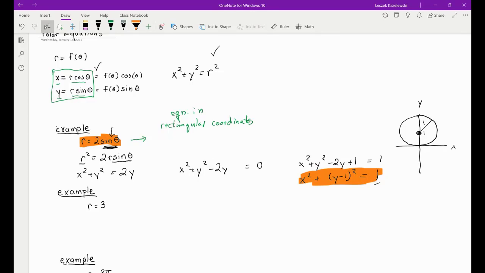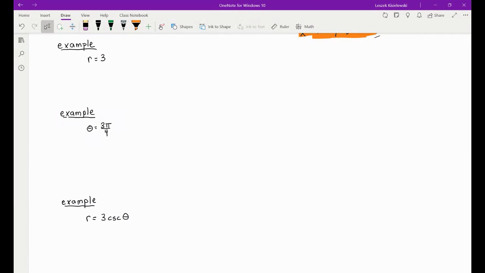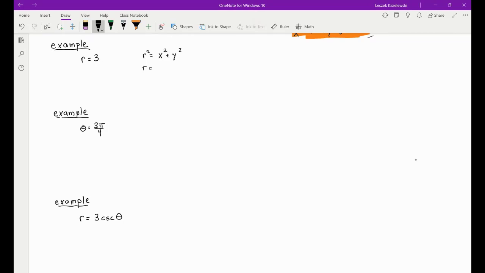Okay, so let's do the next example. r equals 3. So what's the corresponding equation in rectangular coordinates? Well, here we just directly take advantage of this fact, right? So here r is positive, so take the square root. So r is equal to the square root of x squared plus y squared. And that's equal to 3. So we recognize that as an equation of a circle centered at the origin of radius 3.